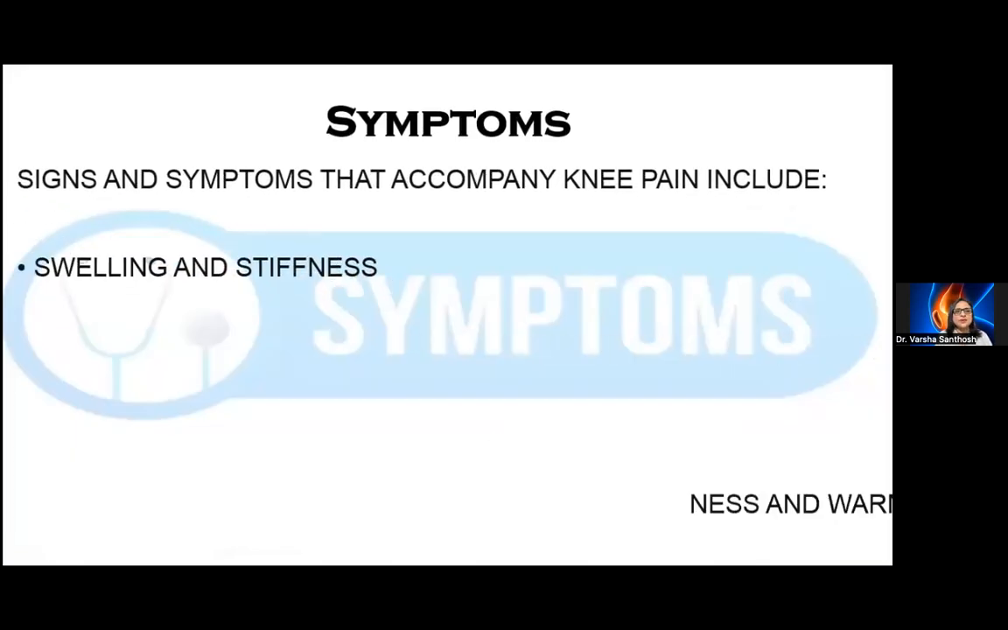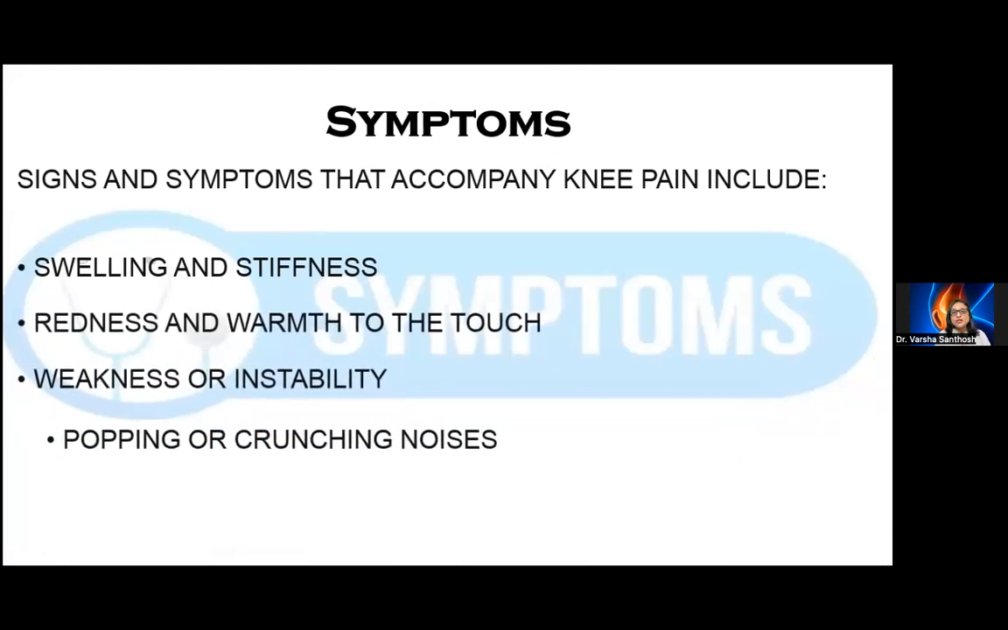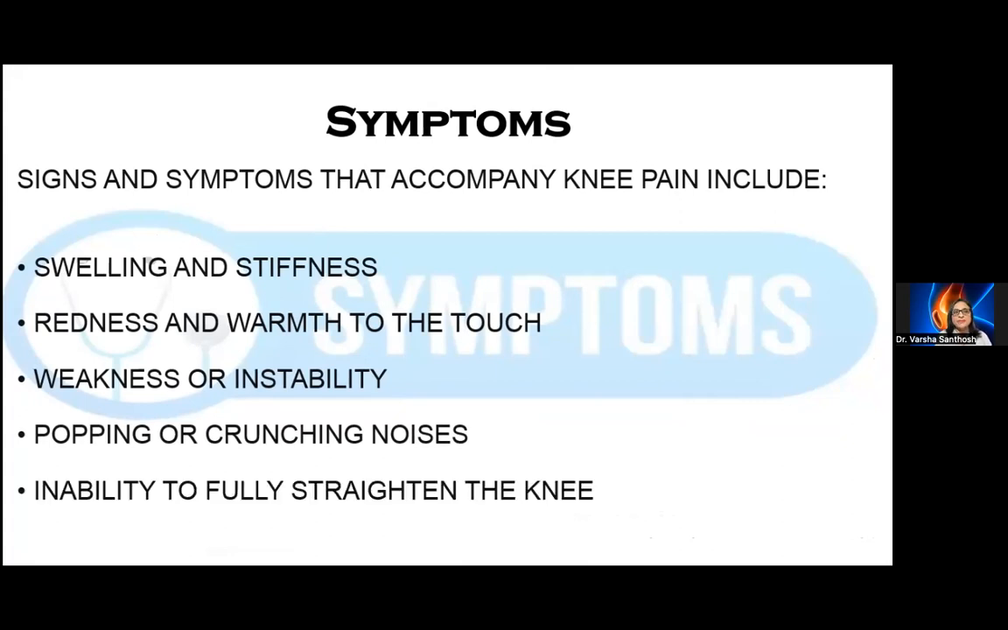So let's see what we see in rheumatoid arthritis. It's not just the pain aspect, but the knee gets very badly swollen. There can be local temperature, and you can even have a fever also. The person feels extremely weak and unable to use the joint. There's a lot of instability. There's a lot of noise that comes along with it. Go for the next one.